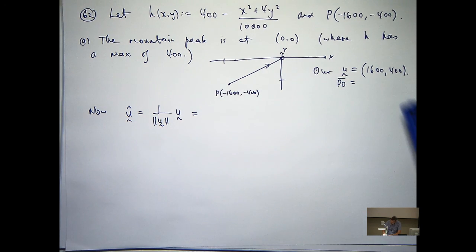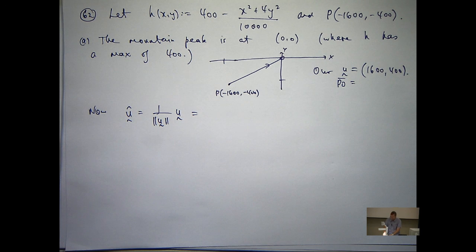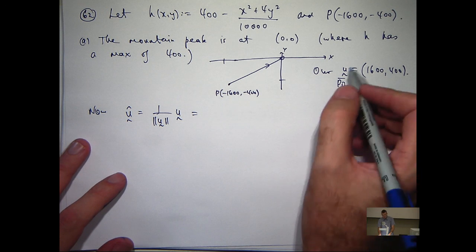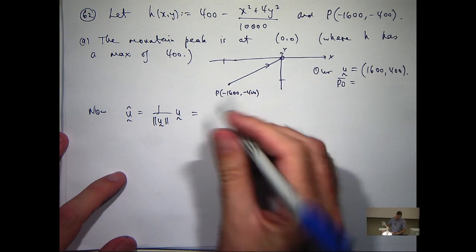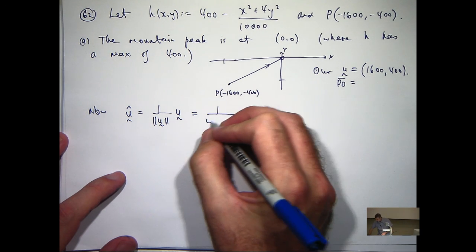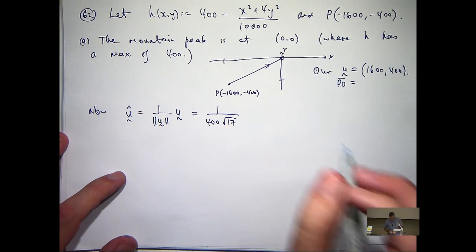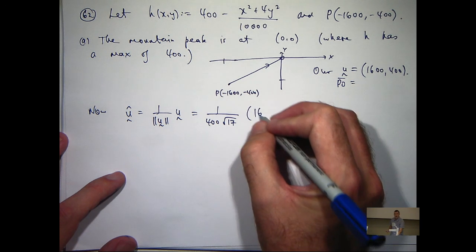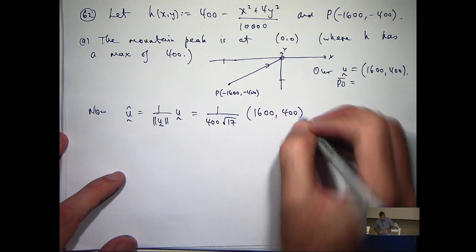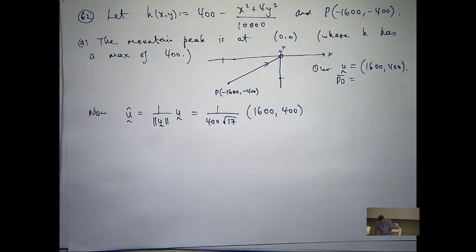Okay, so again, just calculate the length. If you square these values, add them together and take the square root, just going from one I've prepared earlier, you'll get 400 times root 17. What else do we need for this problem? If you want to calculate the directional derivative, we need the gradient. We've got our unit vector, but let's calculate the gradient as well.